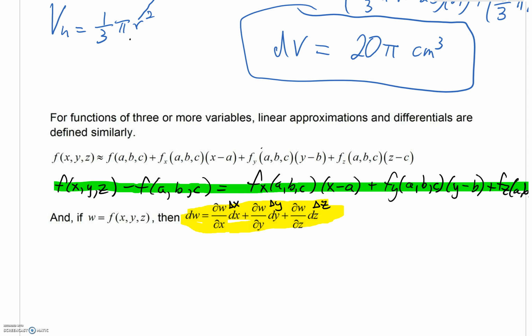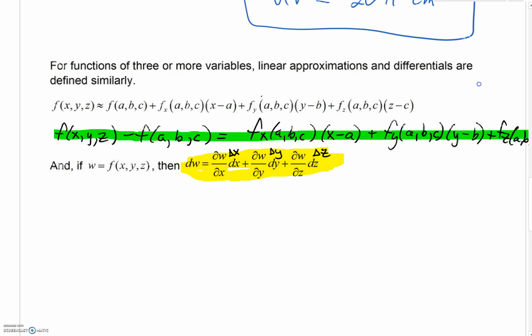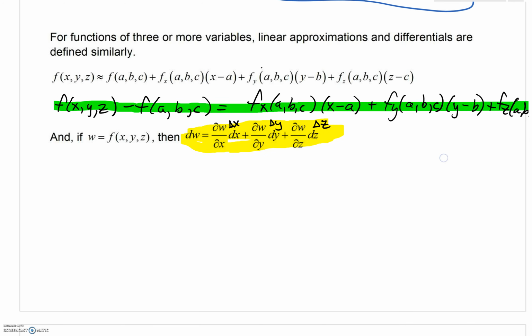Multivariable Calculus 14.4, our second day and our second part of differentials. We were saying before, right at the close of the video, that even if you have a function of 3 or even more variables, the basic premise for the differential is actually very similar.